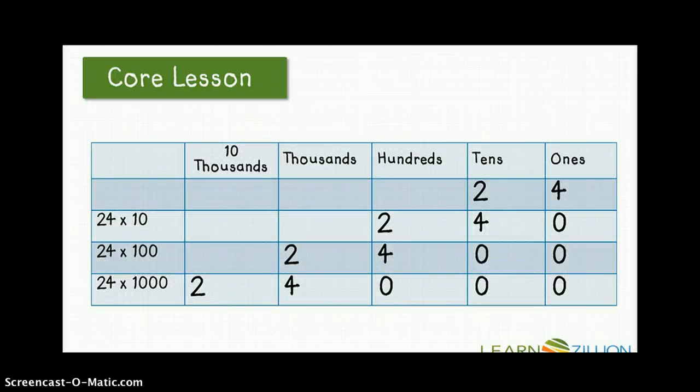Let's look at the number 24 on a place value chart. At the top, you will notice that 24 is made up of 2 tens and 4 ones. If we multiply 24 times 10, we create 240, and we add a 0 to our 24. If we increase that by 10 again and multiply by 100, we add 2 zeros and create 2,400. And again, if we shift over on the place value chart and multiply by 1,000, we add 3 zeros and create 24,000.